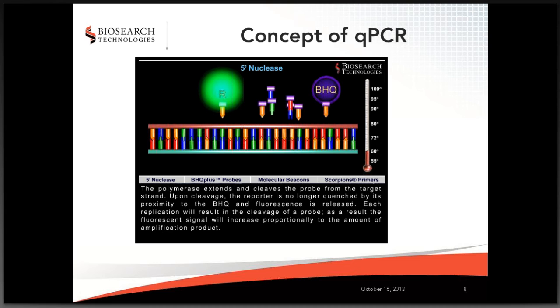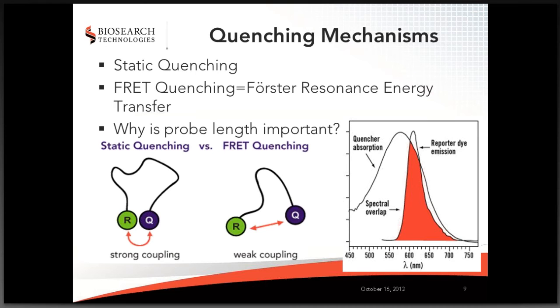But while the probe is still intact, it's getting quenched in a couple different manners. One is called static quenching. Static quenching forms a ground state complex of the probe through direct physical contact. You can see that illustrated there. Unlike static quenching, FRET, which stands for Förster or resonance energy transfer, is a through-space mechanism in which energy from the reporter dye is transferred to the quencher without absorption or emission of light.